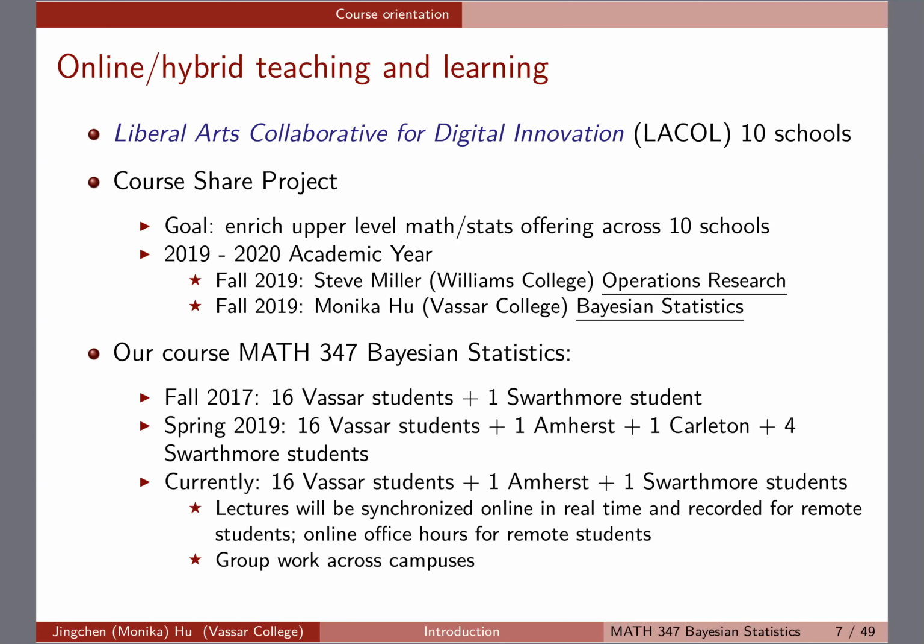Currently, I think we have more than 16 now. I made the slides before, like all of the ads and stuff. I think close to 20 Vassar students, and then we get 1 from Amherst and 1 from Swarthmore. And Hoya, who I believe is listening to us right now, is from Swarthmore. So overall lectures, for Vassar students, nothing has changed.